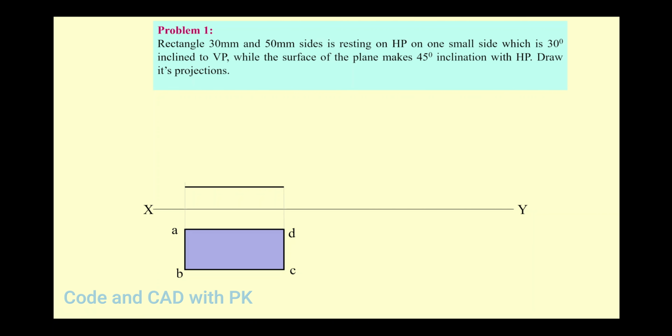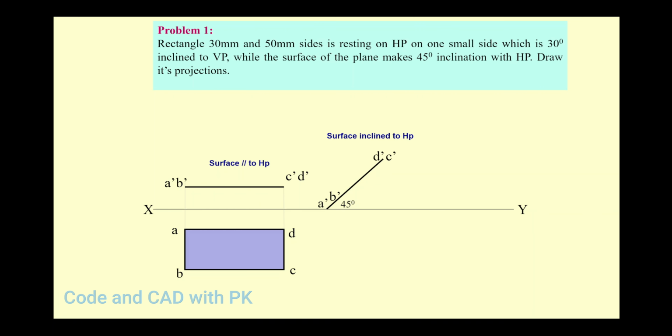If you observe from this side, you will see B dash, A dash, C dash, D dash. It is parallel to the horizontal plane. A dash, B dash, C dash, D dash. The second stage: it is resting on the horizontal plane on one small side. So this side is placed on this horizontal plane, and rotate this front view to 45 degrees inclined to the horizontal plane. So you will draw a line at 45 degrees and place your projections like this.